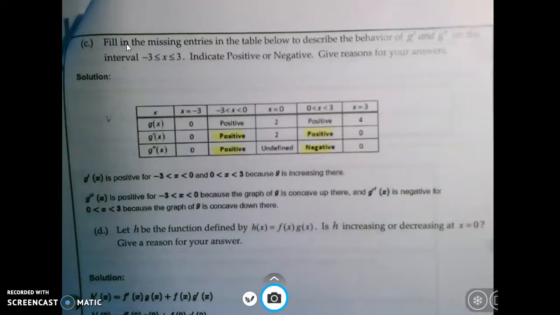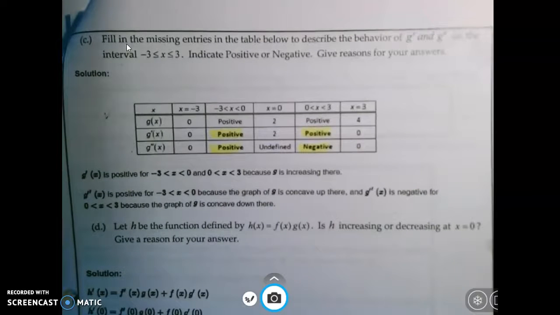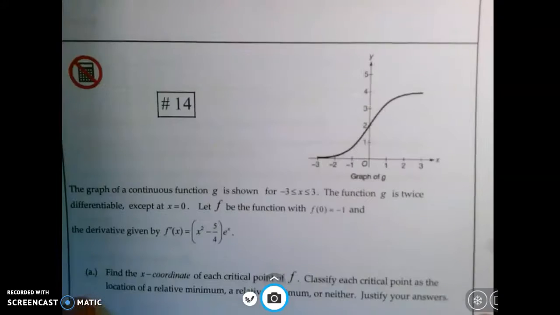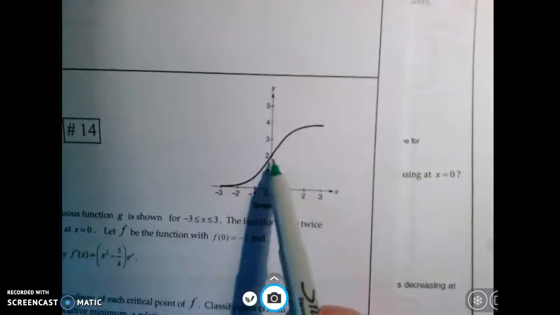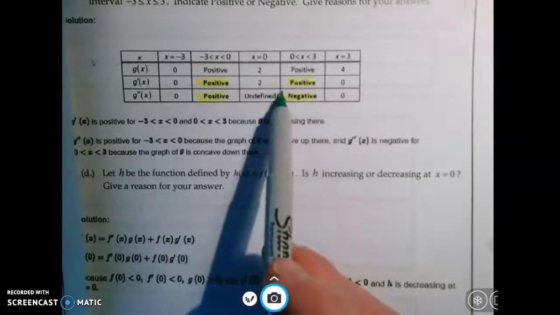Fill in the missing entries in the table to describe G prime and G double prime on the interval. In this case, we're looking back at our graph, and we're recognizing that from -3 to 0, this graph has a positive slope. It's going upward. From 0 to 3, it also has a positive slope. Again, it's going upward.